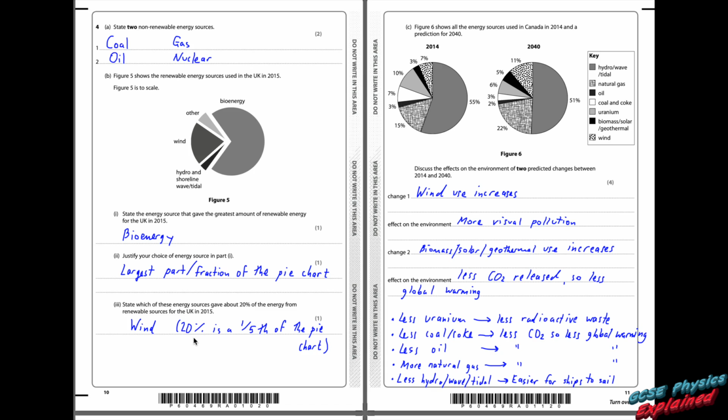Part 3. State which of these energy sources gave about 20% of the energy from renewable sources in 2015. So 20% is a fifth of the pie. So you're looking for something that's about a fifth. That one looks about a fifth or about a quarter-ish. It's the closest to 20%, so the answer's wind.